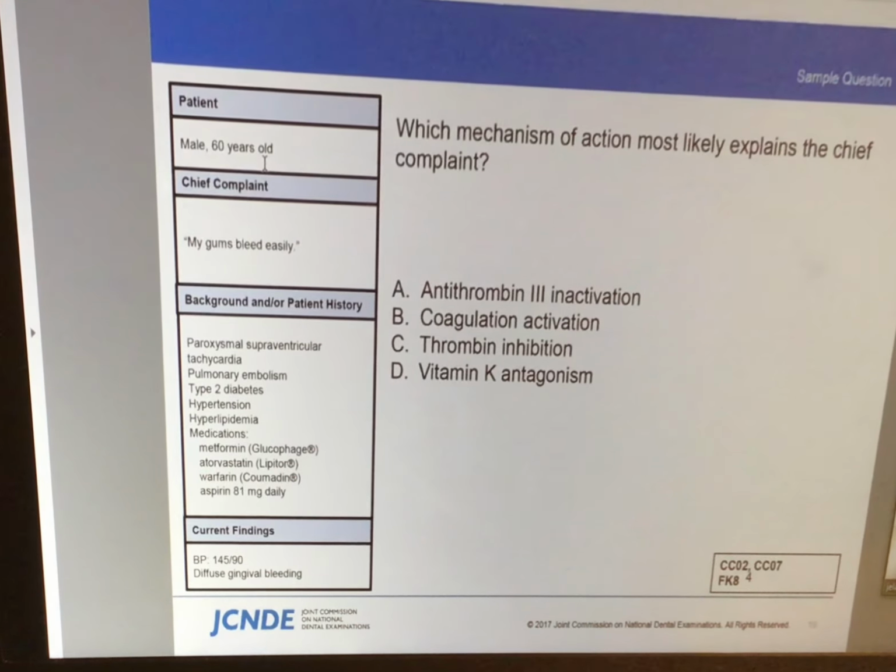A male, 60 years old, my gums bleed easily. Background and patient history: paroxysmal supraventricular tachycardia, pulmonary embolism, type 2 diabetes, hypertension, hyperlipidemia. Medications: metformin, atorvastatin, warfarin, aspirin 81 milligrams daily. Current findings: blood pressure 145/90, diffuse gingival bleeding.